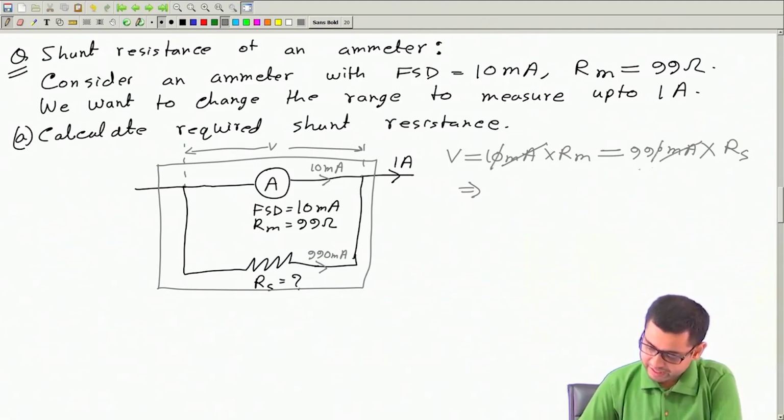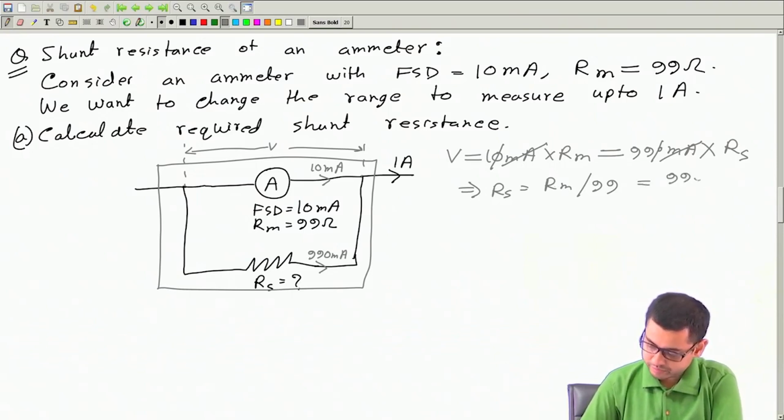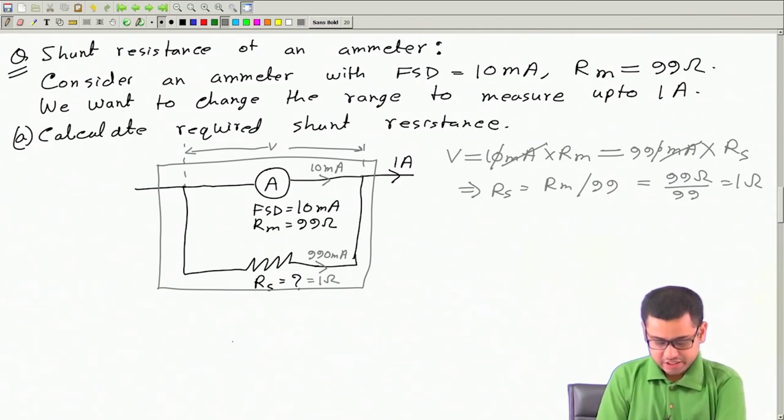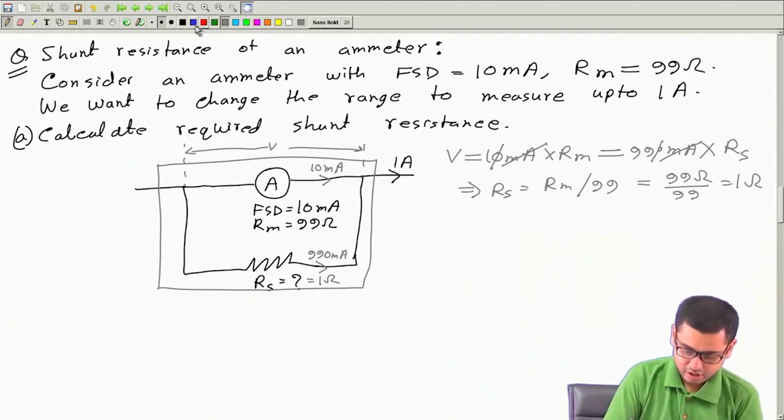So here we see that Rm is 99 Rs, or Rs is Rm by 99, which will be 99 ohm by 99, which is 1 ohm. So this should be 1 ohm. This is simplest.